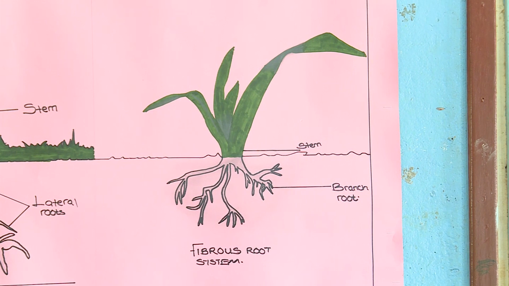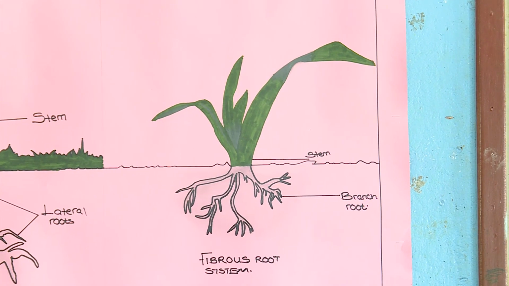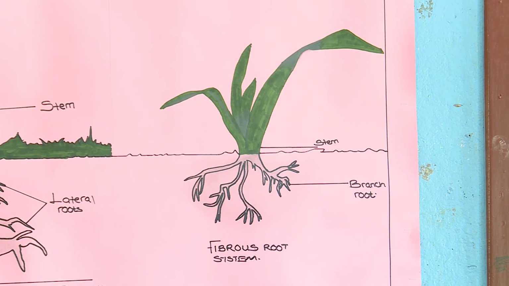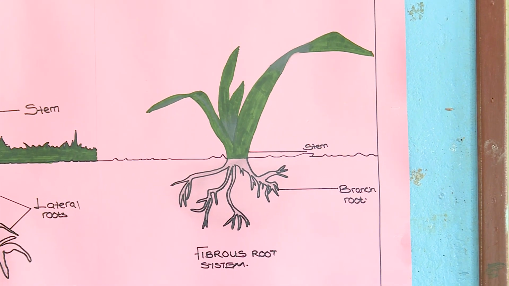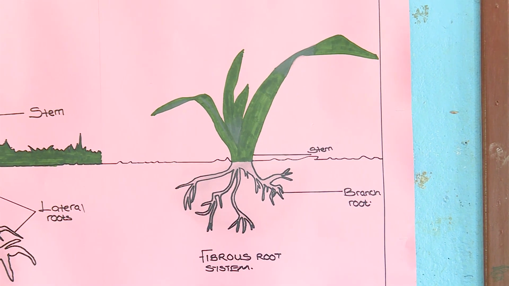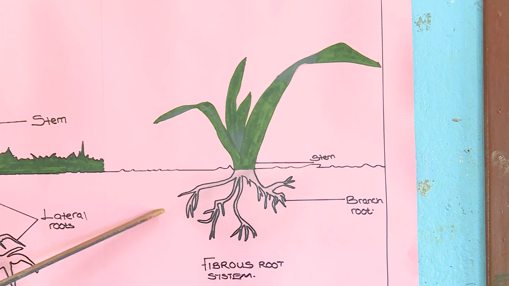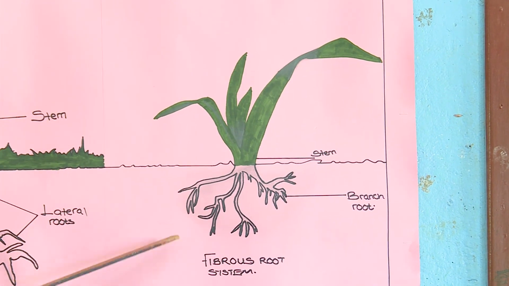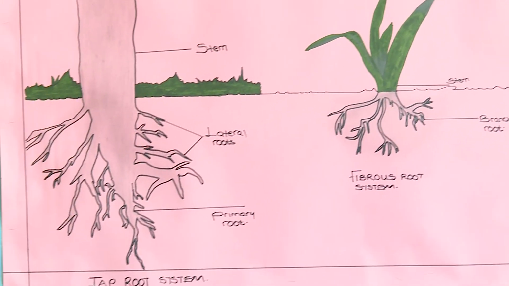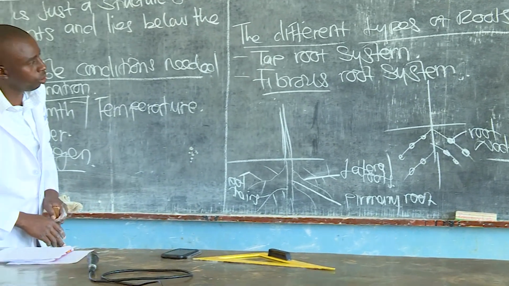So this is sometimes called an adventitious root system, as I said at first. It does not go very deep. Most of the roots which develop from this type of root system, adventitious or fibrous, are of the same size. They are very small. They are almost the same. There's no root which is bigger than the other. And then this root system is seen mostly in monocotyledon plants.